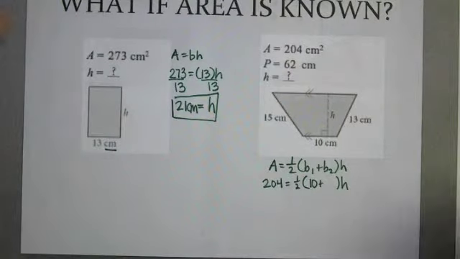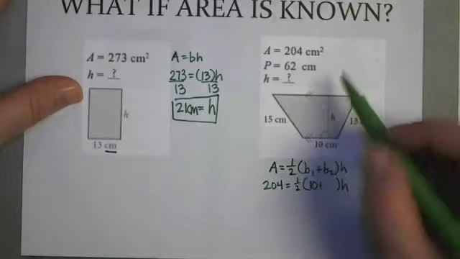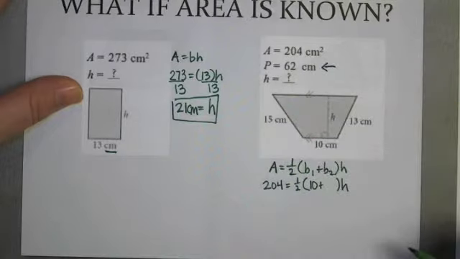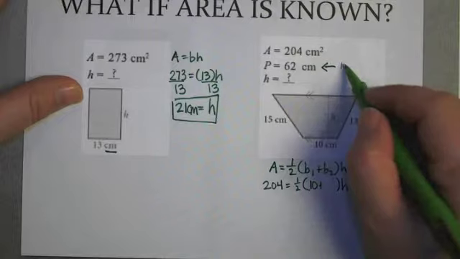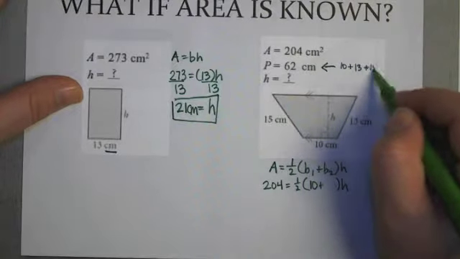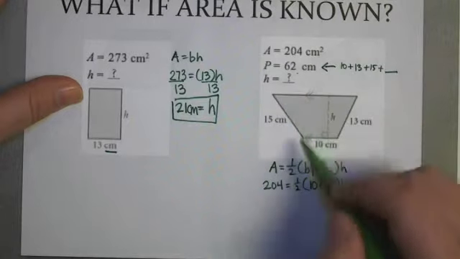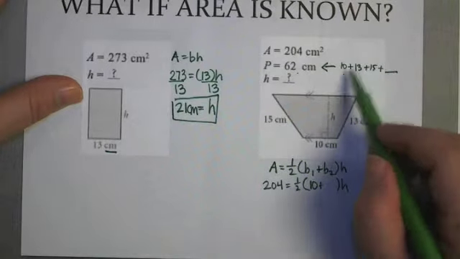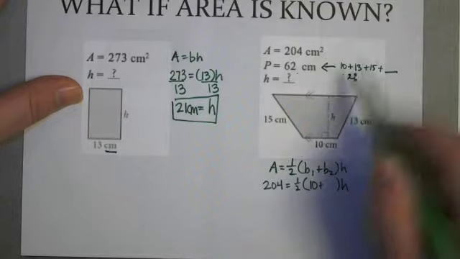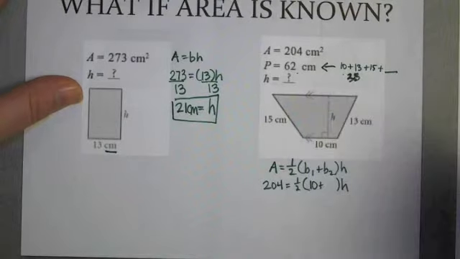Well, if you notice up here, they give us a hint. We have, right there, perimeter. The perimeter is 62, and remember, perimeter is the distance around. So we already have 10, we already have 13, we already have 15. Whatever those are added to our missing side is going to give us the perimeter of 62. Well, when I add all those up, I get 38.